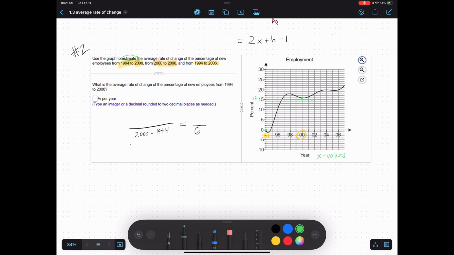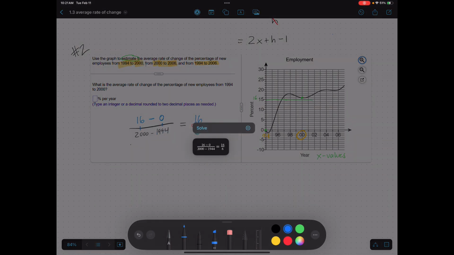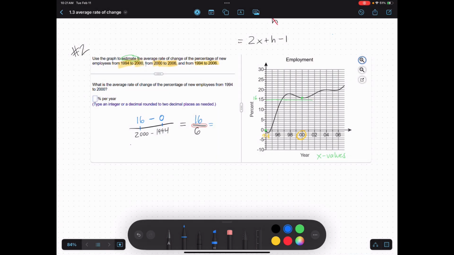So I now have my 2 different y values to subtract. So that gives me 16 is my y value that corresponds to 2000, and 0 is my y value that corresponds to 1994. So that's what I'll subtract. I get 16 over 6, which is equal to, let's see, it says type an integer or decimal, around 2 decimal places, 2.6 repeated. So I'll need to round that to 2 decimal places, and I get 2.67% per year.